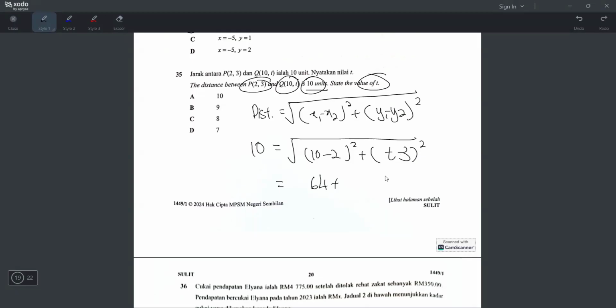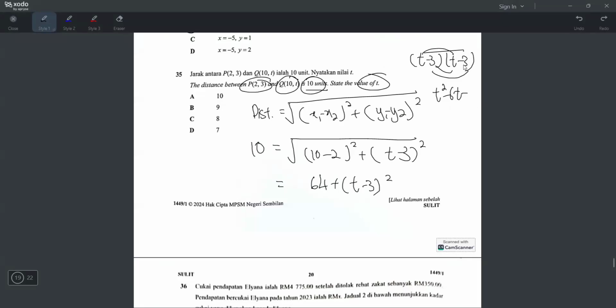It's up to you. You want to expand also can, don't want to expand also can. But I recommend don't expand. Okay, if you expand can also, but if you expand, you will be like this: t minus 3, t minus 3, and then you dot up one by one, and then you get t square minus 6t plus 9 like this, right? If you expand lah.